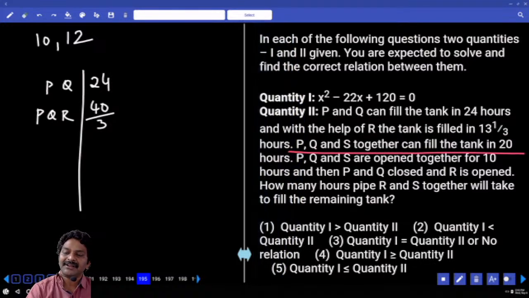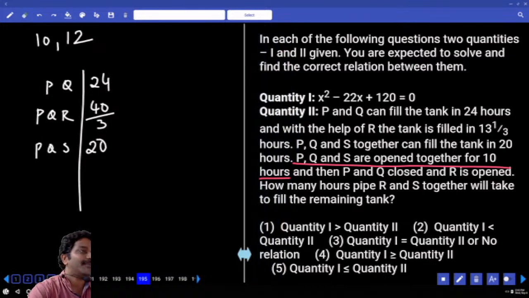P, Q, S together can fill the tank in 20 hours. P, Q, S are open together for 10 hours. Hold on a minute. P, Q, S can fill the tank in how many hours? 20 hours. Already how much time is over? They are open for 10 hours. That means how much work is done? Then how much work is remaining? Half of the work is remaining, correct?